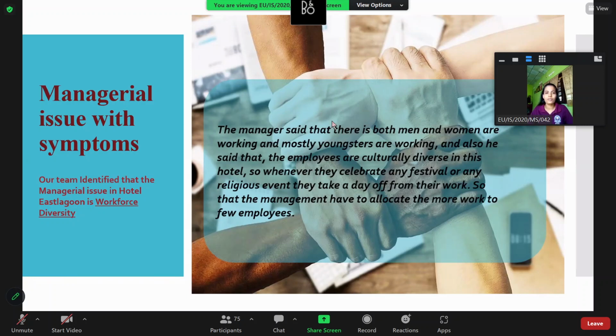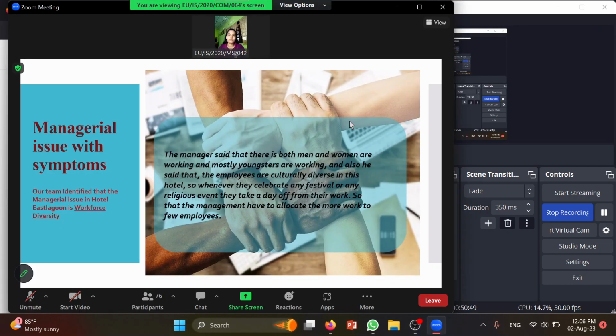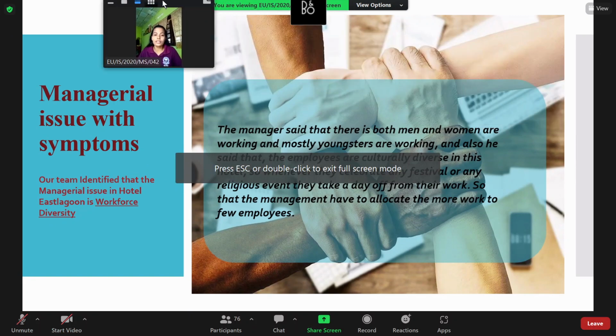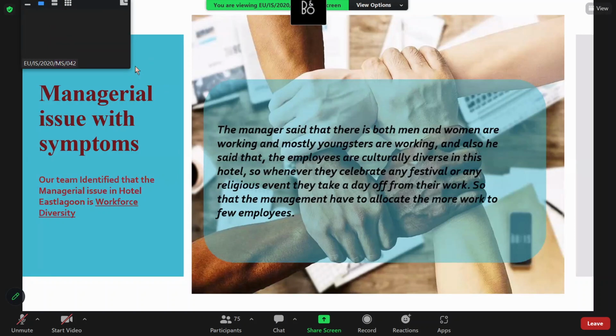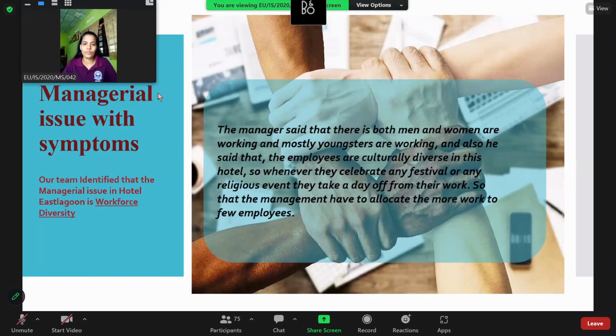The hotel East Lagoon has 72 employees now. During the COVID-19 pandemic time, only 48 employees had worked there. The hotel East Lagoon is concentrating more on human resource management because they need to have a good understanding of effective human resources and implement those practices in their business. The manager said that both men and women are working there and mostly youngsters are working there. And he also said that the employees are culturally diverse in this hotel.